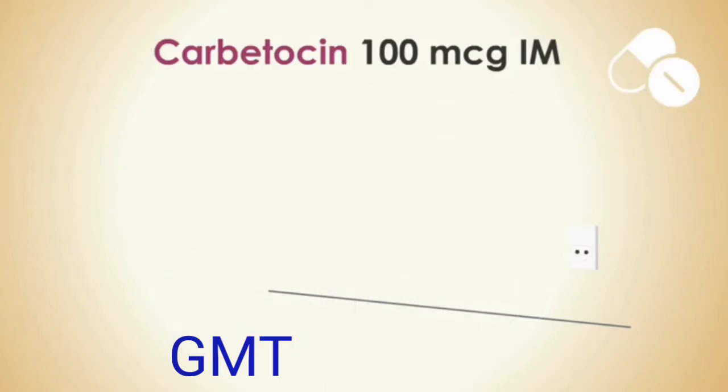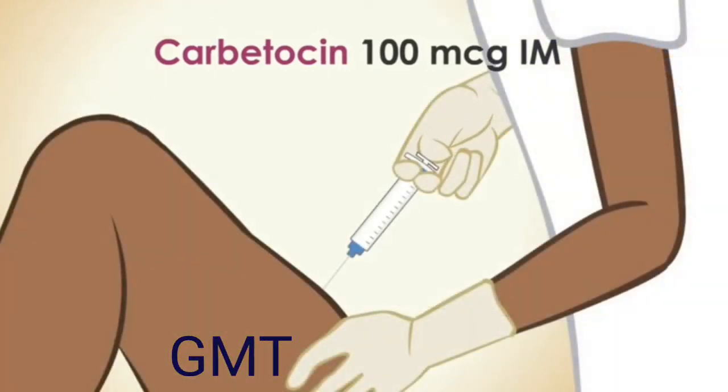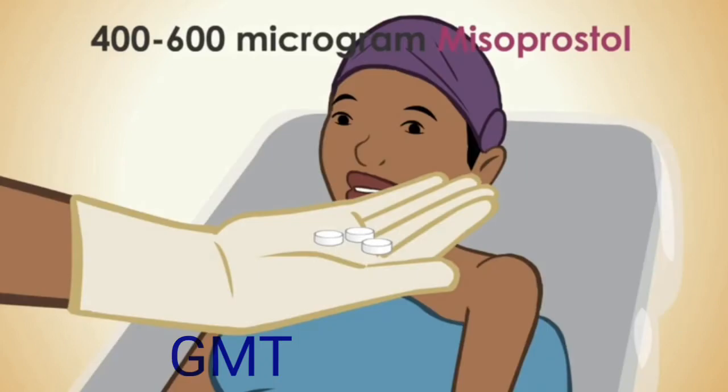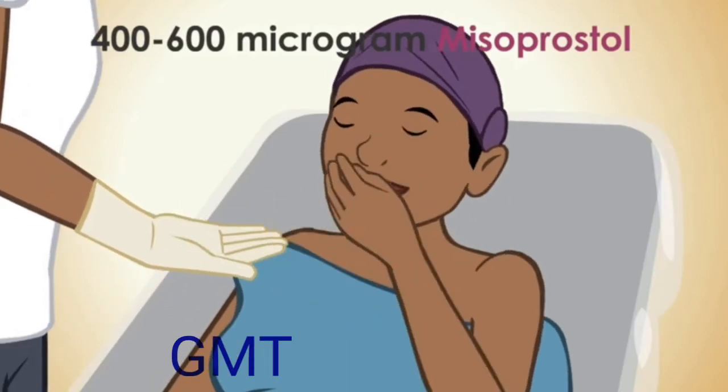If heat-stable carbetocin is available at your facility, you can give 100 micrograms intramuscularly to the mother as an alternative to oxytocin for the prevention of bleeding. Do not use it for treatment. See drug list for details. If oxytocin or carbetocin is not available, you can give the woman 400 to 600 micrograms of misoprostol orally.